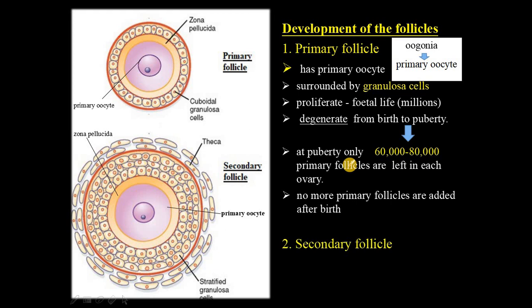The primary follicle now develops into a secondary follicle. You can see the secondary follicle is larger than the primary follicle. The difference here is it has few more layers of granulosa cells, and it has a new layer of cells here, that is the theca cells. The primary oocyte is also present in the secondary follicle. So secondary follicle consists of a primary oocyte, it has granulosa cells and theca cells.